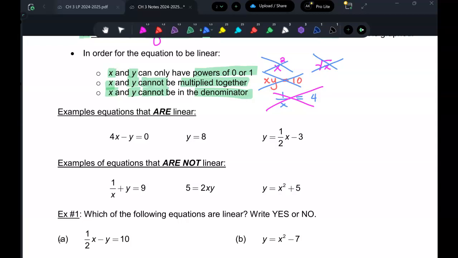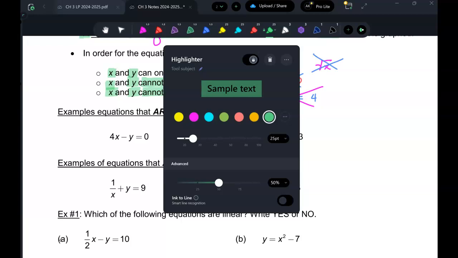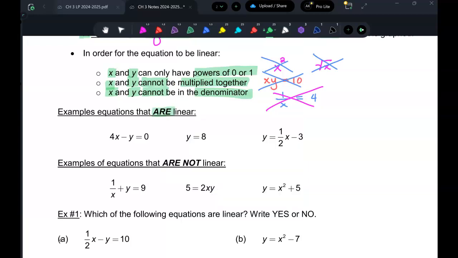So here are some equations. These are examples that are linear. 4x minus y equals 0. Do we have any exponents of x and y? Do you know what an exponent is? Cubed or squared. Do we have x and y being multiplied together? No. And do we have x or y in the denominator? No, so we're good here.